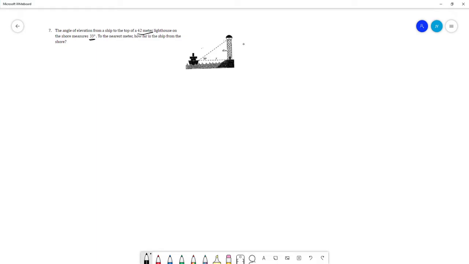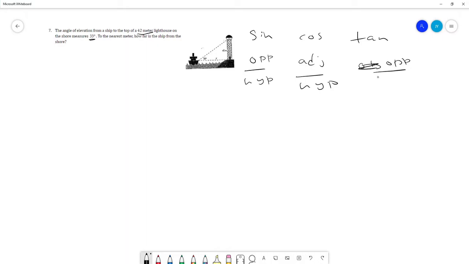The ones you can choose from are sine, cosine, and tan. Remembering that sine is opposite over hypotenuse, cosine is adjacent over hypotenuse, and tan is opposite over adjacent.